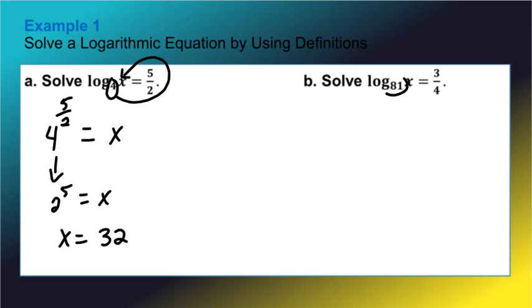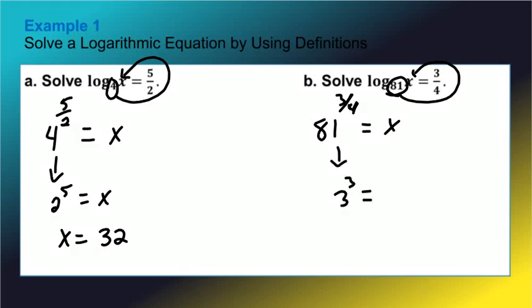Next, we have log base 81 of 3/4 equals x. So 81 to the 3/4 equals x. The fourth root of 81 is 3. And then 3 cubed is going to equal x. x would equal 27.